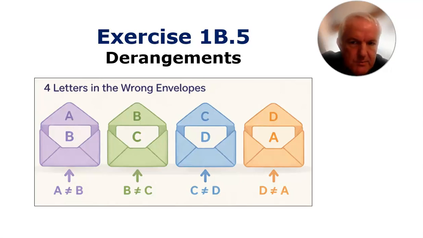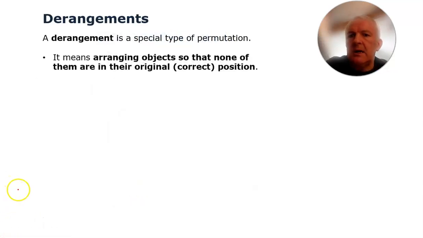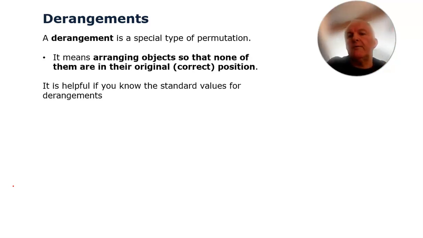And for OCR maths, we are meant to be able to count these derangements. So if I just go on to the next slide, it basically says that a derangement is a special type of permutation, where arranging the objects is done such that none of them are in the original or correct position. That's the idea. That's what we're looking for.